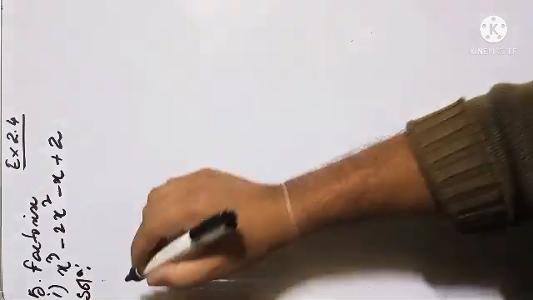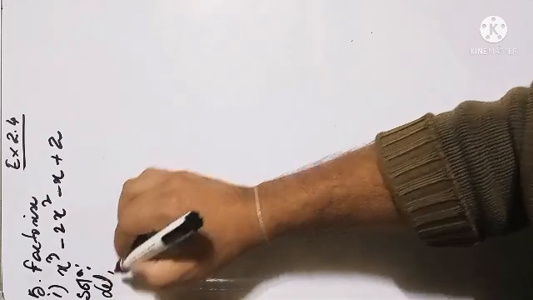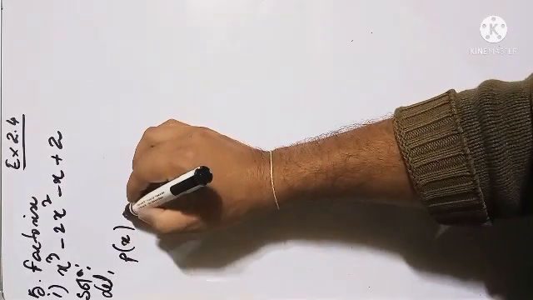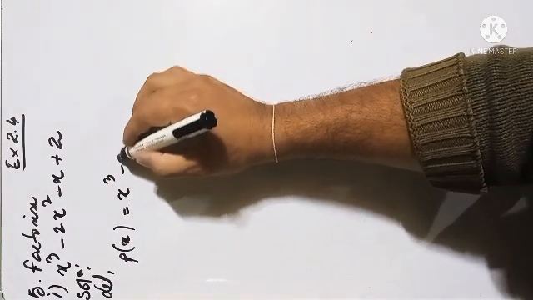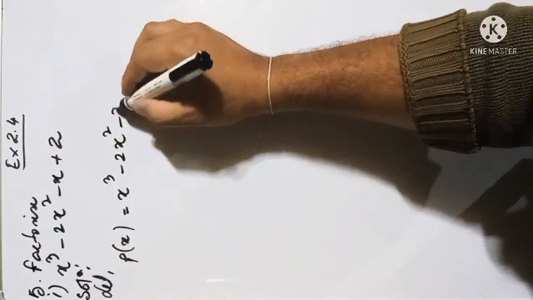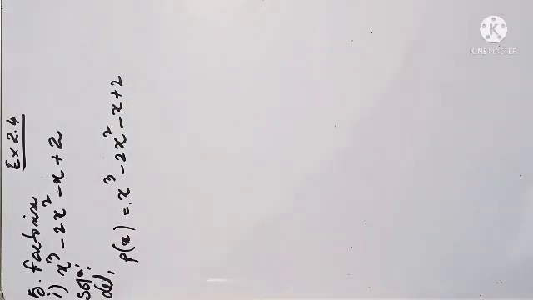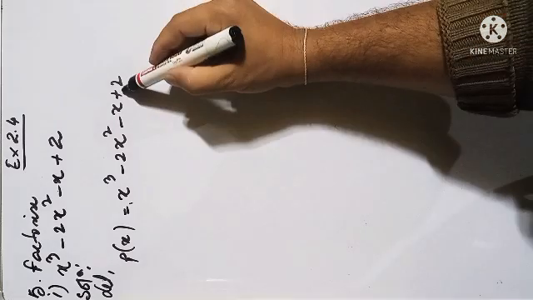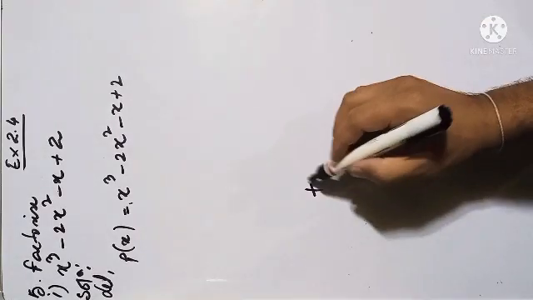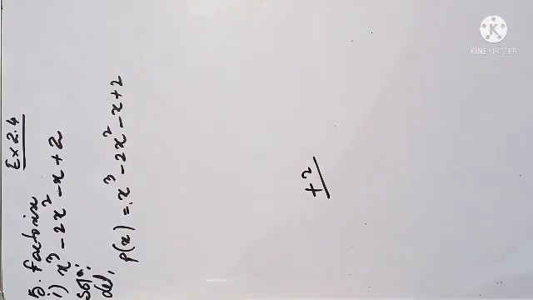Solution. Let p of x equal x cube minus 2x square minus x plus 2. So after this, let us see whether the coefficient of this x cube is 1 or not. Yes, it is 1. That means let us proceed. So let us identify what is the constant term here. The constant term is plus 2. Plus 2. Okay. So tell me now, what are the factors of 2?